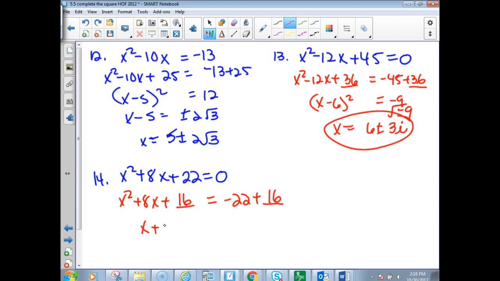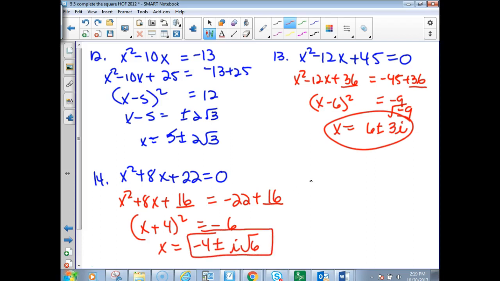X plus 4 quantity squared. What's that? Negative. Was this an i one? Yeah. Did I add right? Negative 22 plus 16. I just seem to add in my head right now. All right, so then we would have subtracted to be negative 4 plus or minus i times the square root of 6. Got to pull out your i.